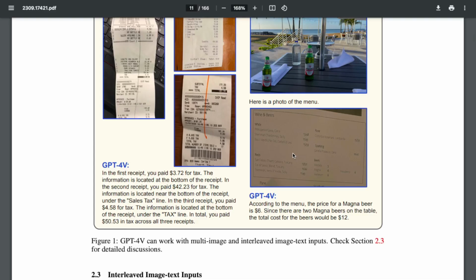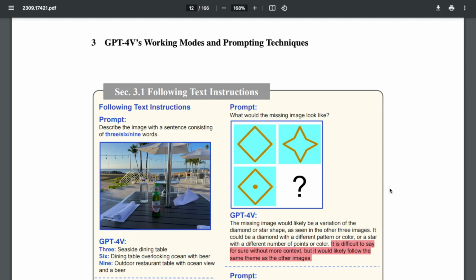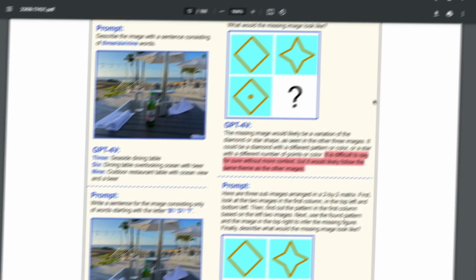Now, we'll follow that up by how GPT-4V can follow text instructions till you get the specific output you're looking for. So in this case, the prompt says, describe the image with a sentence consisting of 3, 6, 9 words. And so you have the description there, seaside dining table for 3, dining table overlooking ocean with beer. That's 6, an outdoor restaurant table with ocean view and a beer. It did great at that example.